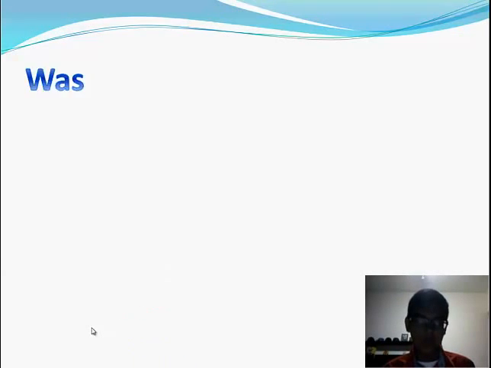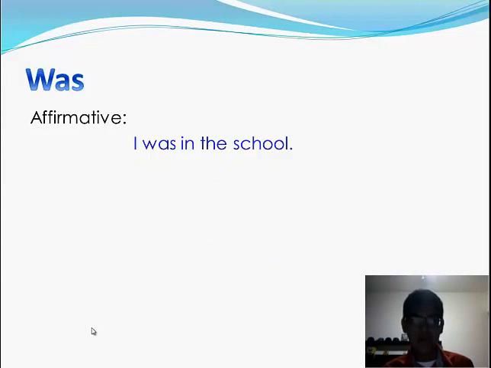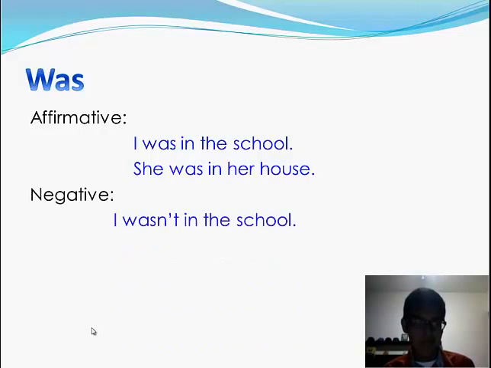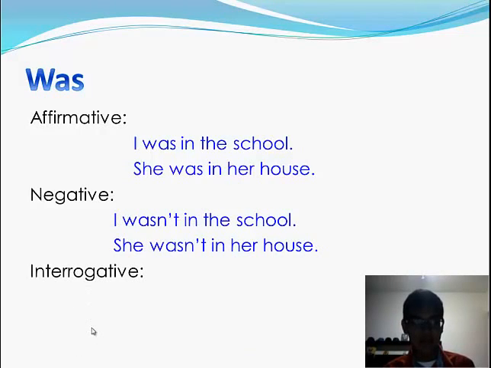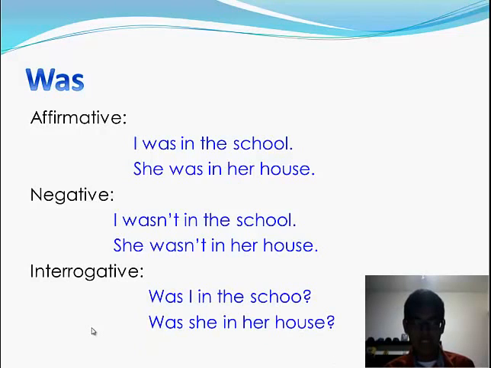Now here we have some examples. First, was. For affirmative, I was in the school. She was in her house. For negative, I wasn't in the school and she wasn't in her house. For the interrogatives, was I in the school? Was she in her house?